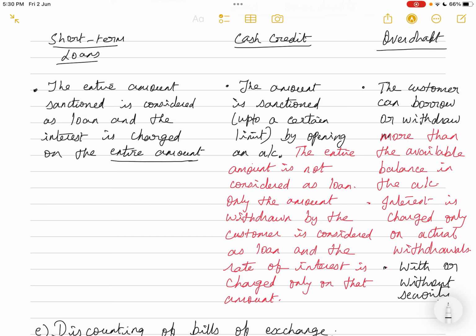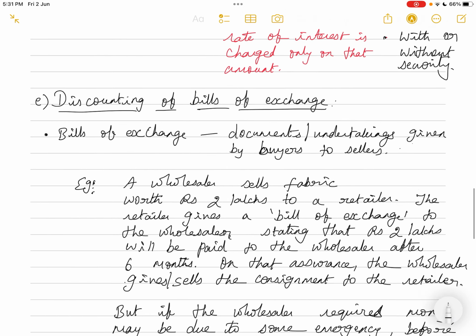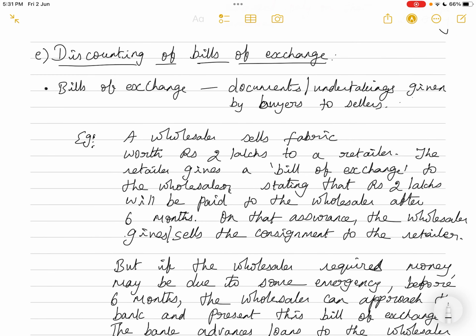Whereas the short term loans and the cash credit both are lent against security. Okay, so this is the next type of loans or advances made by the commercial banks. Another type of advance made by the commercial bank is something called the discounting of bills of exchange. So now what is a bill of exchange?